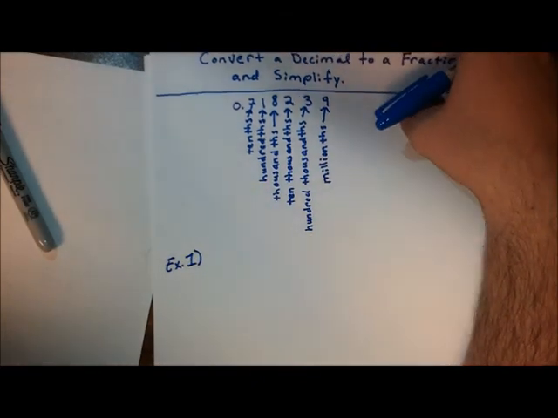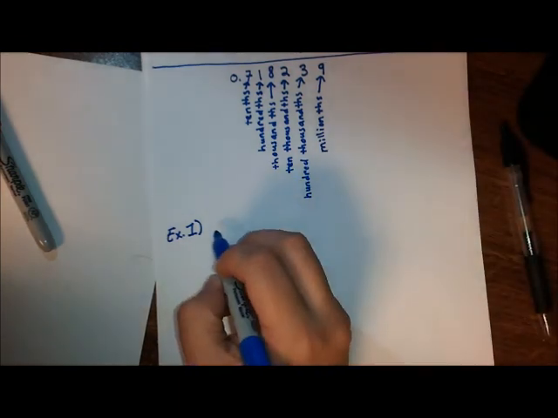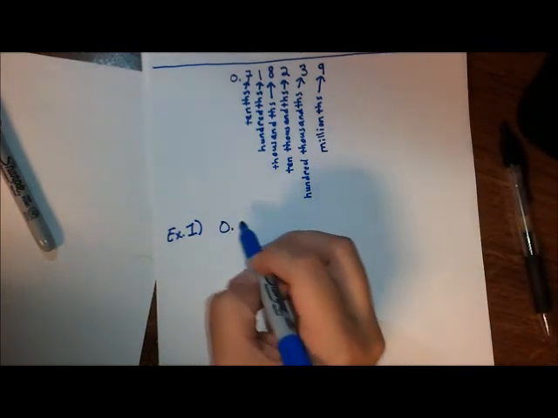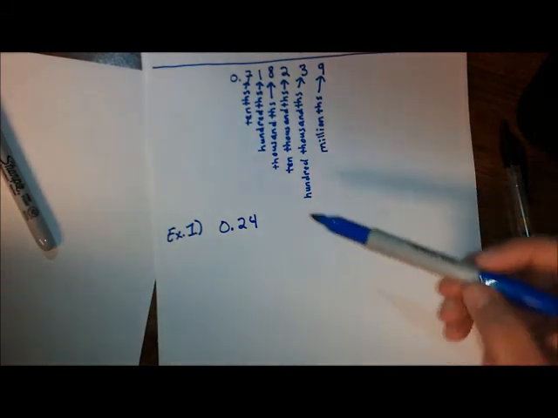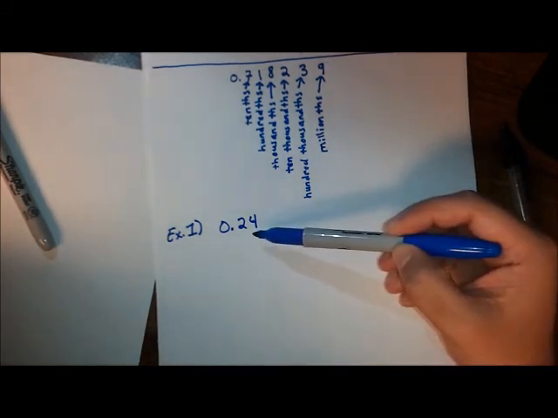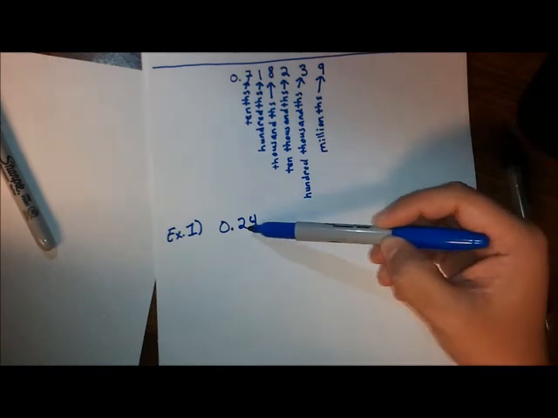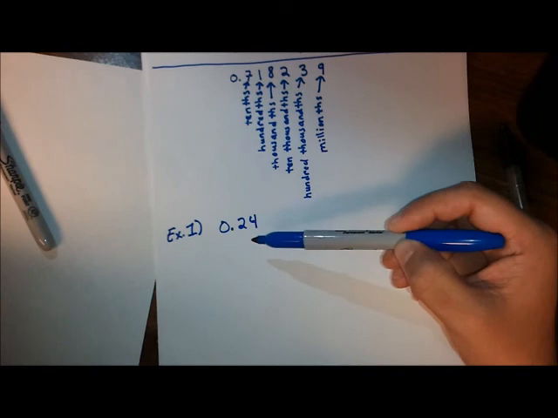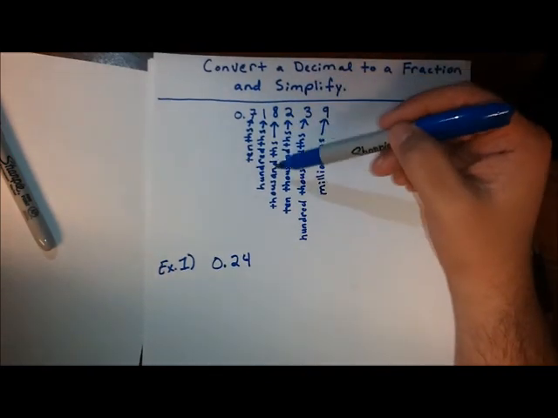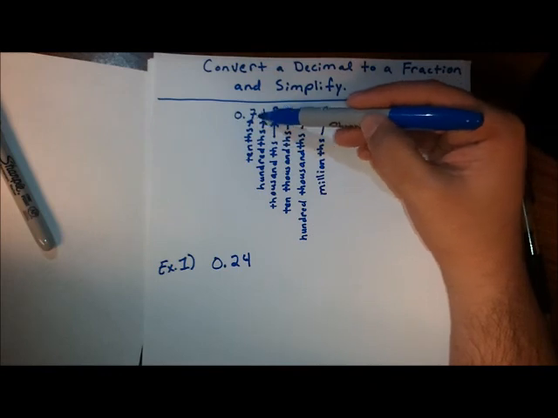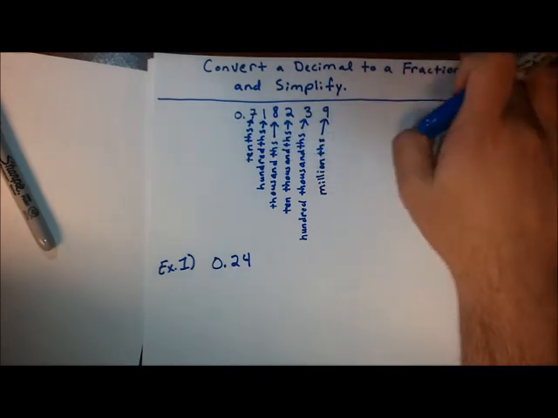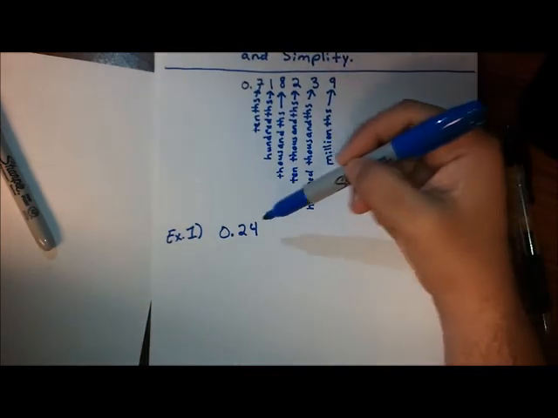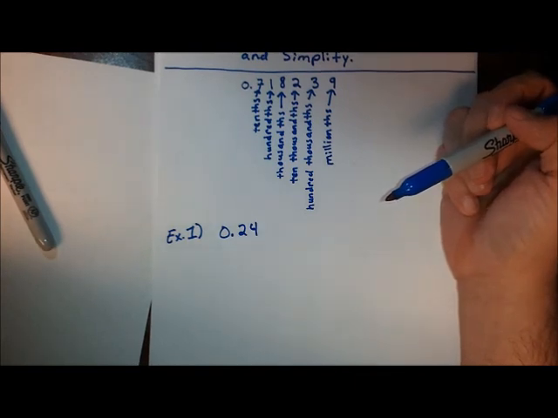Now in the first example, we're going to use an arbitrary decimal number. I think I'm just going to pick 0.24. Now the first thing we've got to do to convert this into a fraction is notice the number of places there are after the decimal. In this case, there are 2 number places after the decimal. If we look up here at our little chart, we notice that the second place is the hundredths. So mathematically speaking, the way you say this number is 24 hundredths.